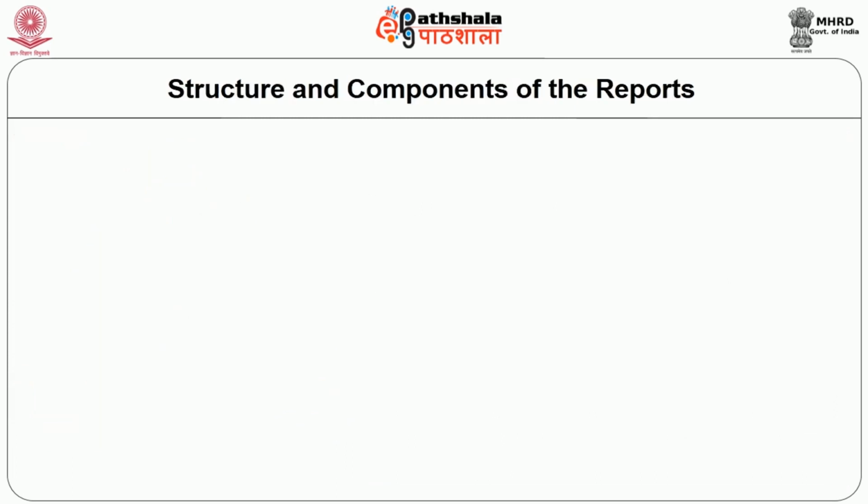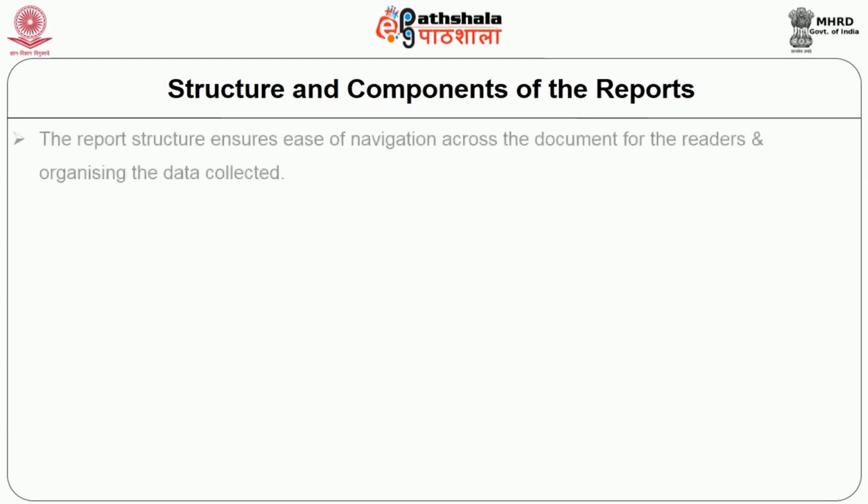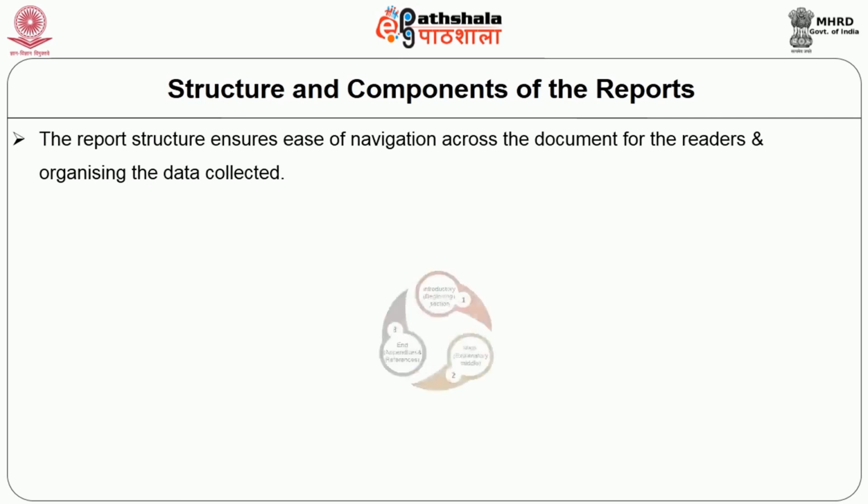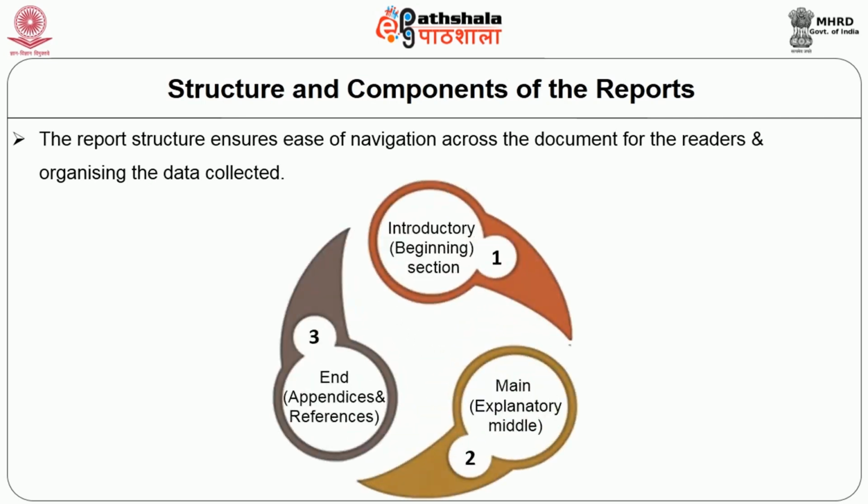Writing needs to follow a structure and can be divided into several components. These are described in the following section. The structure and components of the reports. The report structure ensures ease of navigation across the document for the readers and organizing all the data that is collected. Usually the components of a report include 3 parts: the introductory section, the main and explanatory middle section, and the end with appendices and references.